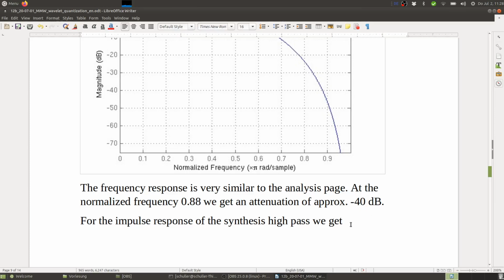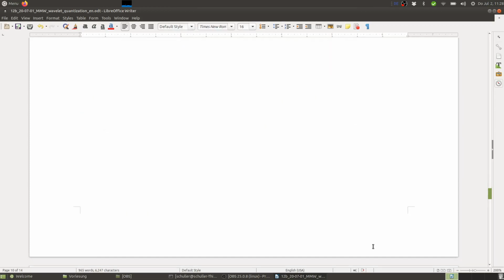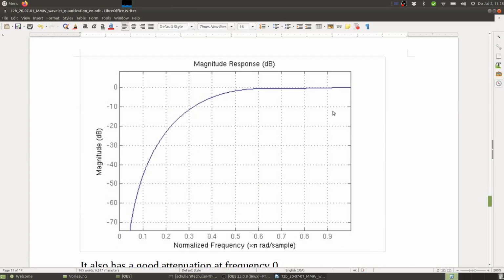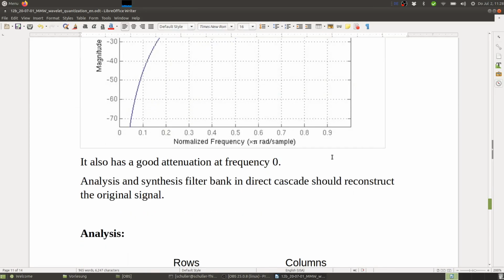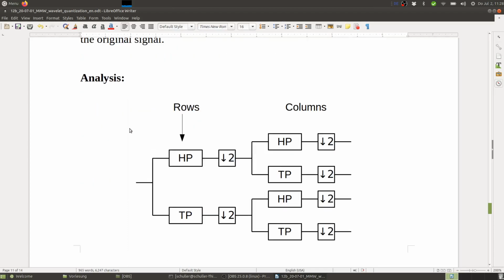And then for the high pass in the synthesis, now this high pass is longer. Now it has 9 coefficients or 9 taps. And the corresponding frequency response again is very similar, almost no difference. Yeah, also has a good attenuation at frequency 0. Yeah, and the analysis and synthesis filter bank in direct cascade should reconstruct the original signal perfectly.